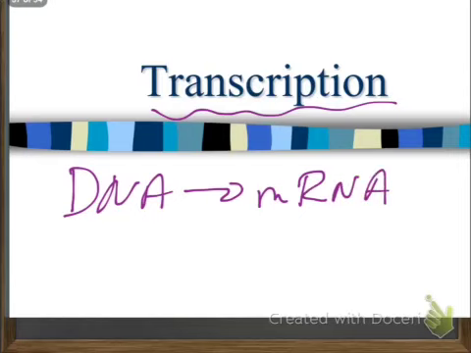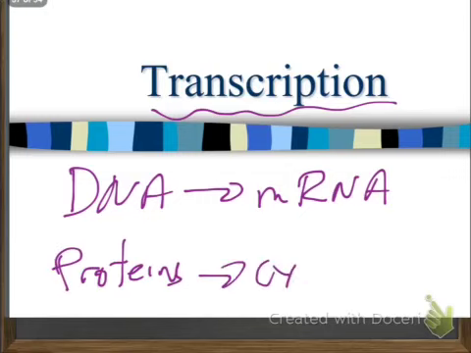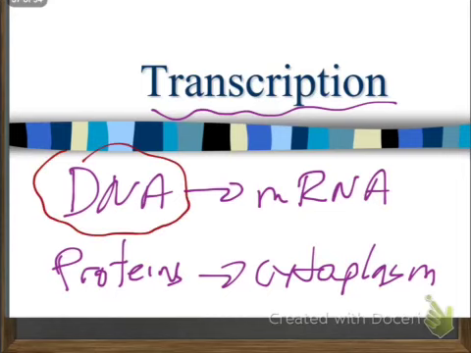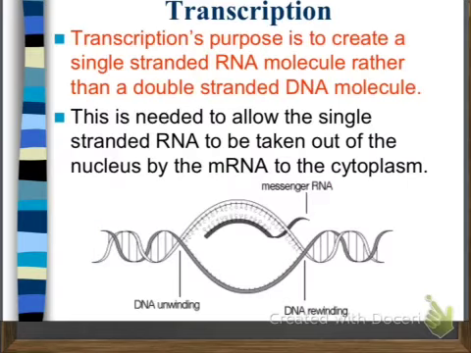And the reason, again, for that is that DNA is too big to get out of the nucleus. And remember that all proteins are made in the cytoplasm. So transcription allows us to convert the recipe in DNA, eventually to get it all the way out to the cytoplasm as messenger RNA. And as the slide says, the whole purpose is basically to create this single-stranded RNA molecule.